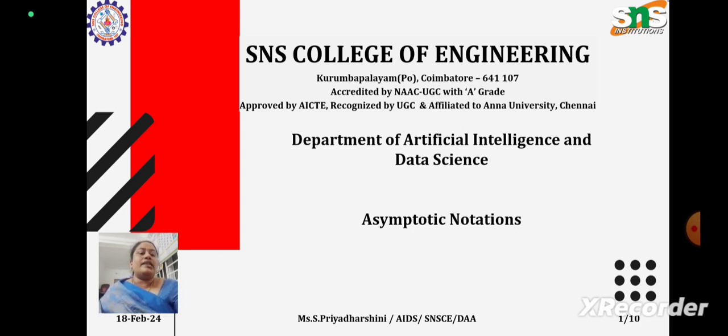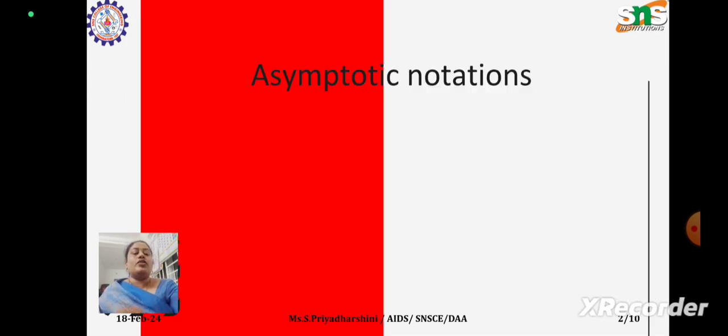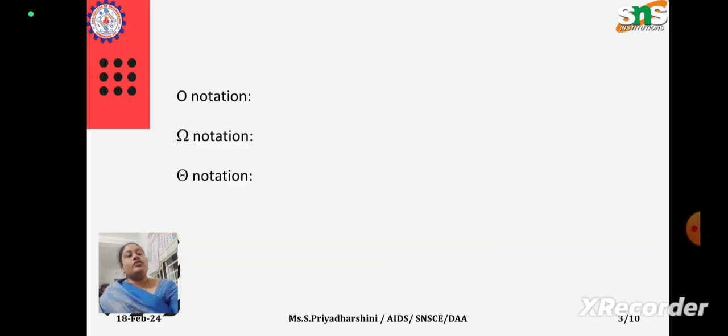In the previous lecture, we have seen what is an algorithm and the analysis of algorithm. Here in this lecture, we are going to see what are asymptotic notations. As we all know, asymptotic notation is a mathematical way to represent the time complexity of an algorithm. In asymptotic notations, we have three different kinds: big O notation, omega notation and theta notation. So let's see in brief what are big O, theta and omega notations.